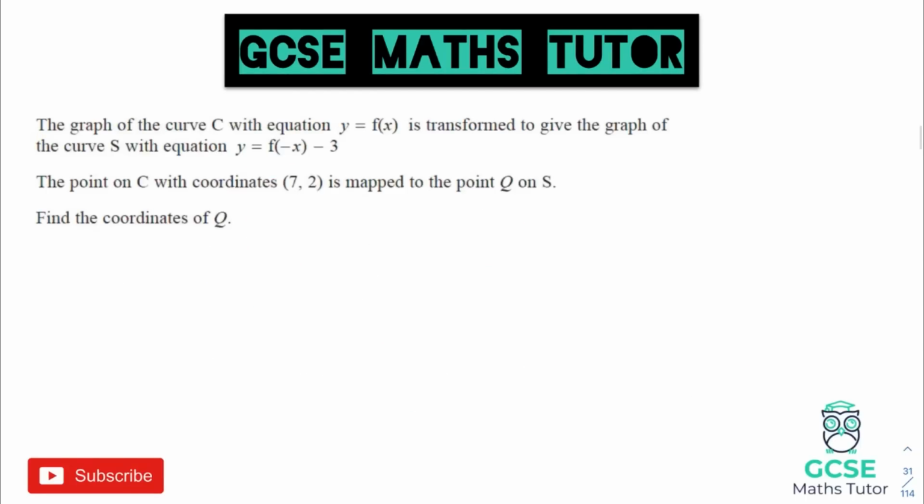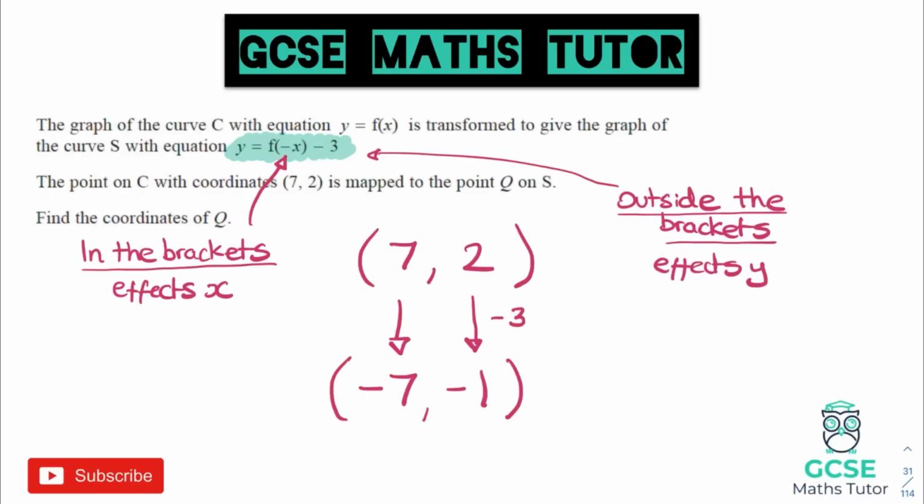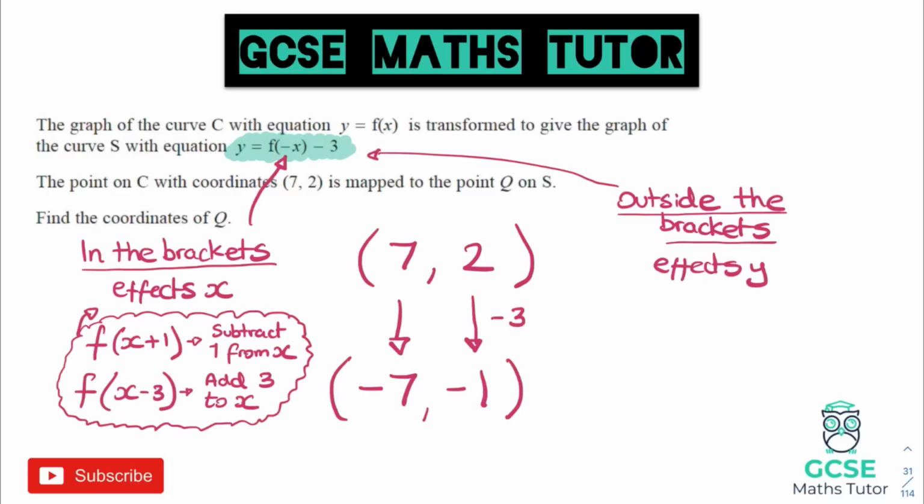When looking at graph transformations, just remember anything inside the bracket affects x, anything on the outside affects y. So that negative is inside the bracket, that affects the x, a negative symbol just changes the sign, and the -3 is on the outside, which just moves the y coordinate down by 3. Remember, if it's in the bracket, it will do the opposite of what you'd expect.